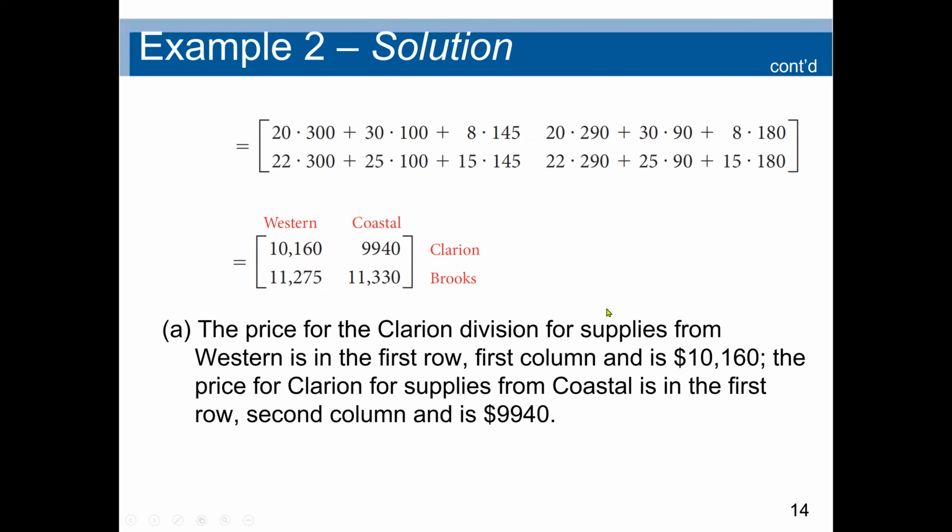So that will be our solution for the matrix. Here we say the price for the Clarion division for supply from Western is in the first row, and we can see the differences in the prices. First column, it's 10,160. It's better than Costa, which is 99.40. So the best price, of course, will be 99.40. We are going to buy, so we need the lesser price. If I'm selling, then the best price will be 10,160 because I want more profit.